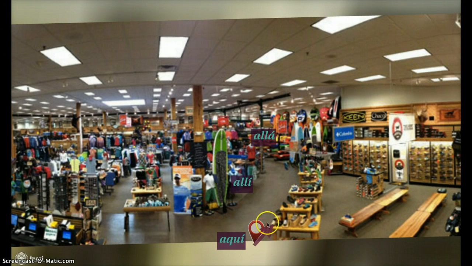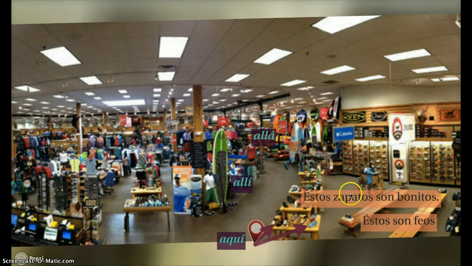So here, I want to say, these shoes are pretty. Estos zapatos son bonitos. Estos is my demonstrative adjective. It's describing the word zapatos. These shoes are pretty. These, however, are ugly. These shoes are pretty, but these are ugly. Estos son feos. Estos zapatos son bonitos. Estos son feos. Do you notice the difference between the two?